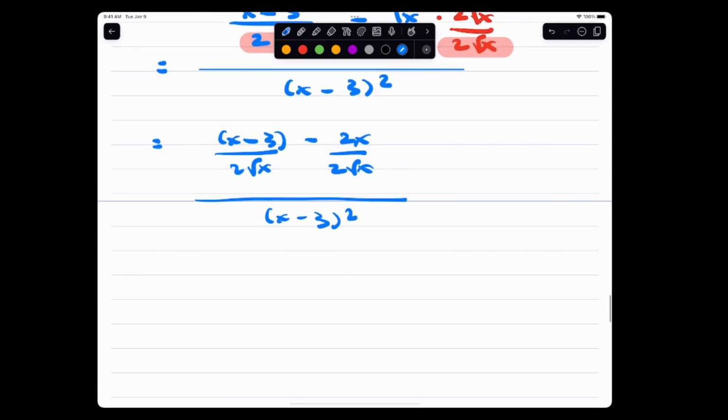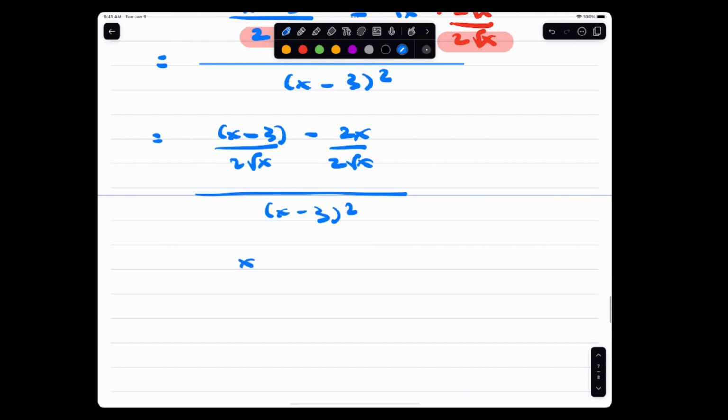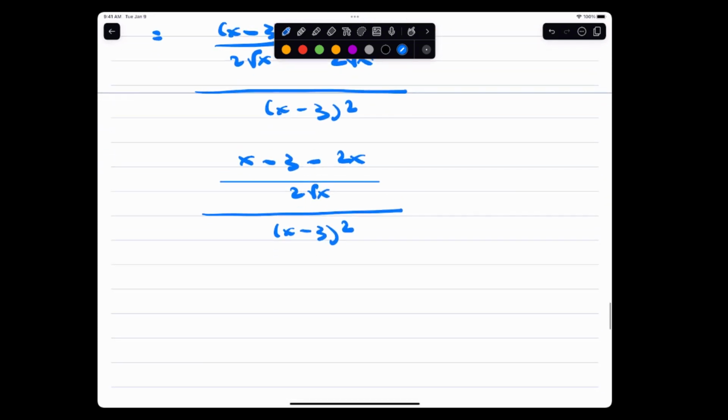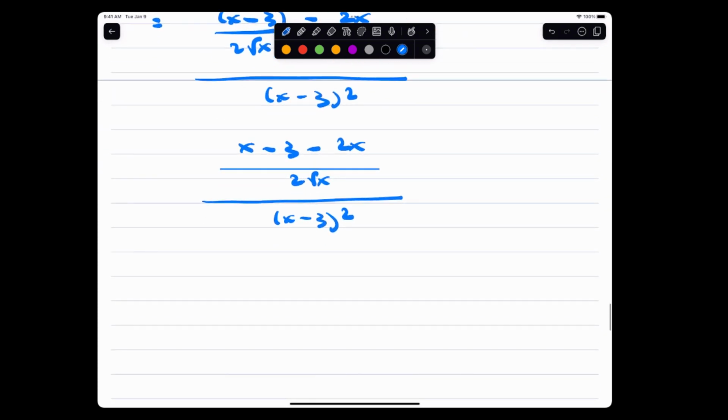So, okay. Now you have the same denominator. So divide both by the 2 square root of x. Now you get x minus 3 what? Squared. So what happens here? What's x minus 2x? Negative x minus 3 over 2 square root of x. Notice what I'm going to do here. I'm going to say divided by x minus 3 squared, because what you actually have here is known as a complex fraction.